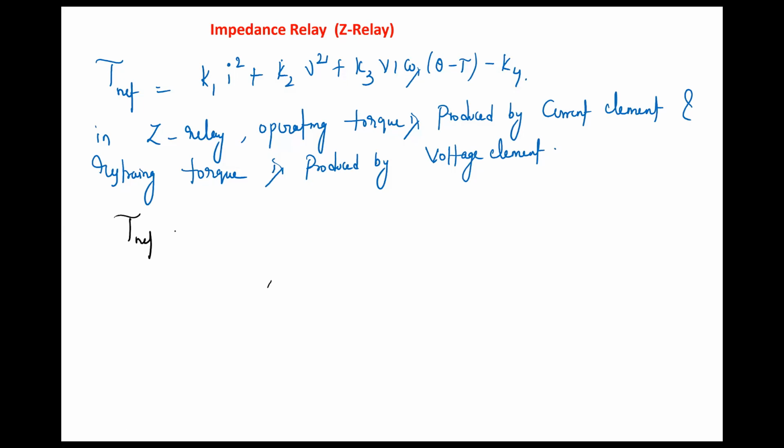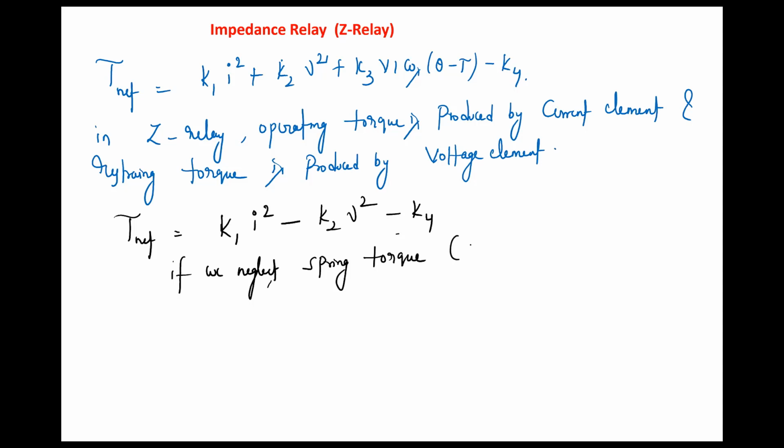So from this, the torque equation is: tau net equals the operating torque produced by the current element, that is K1 I square, and the opposing torque produced by the voltage element, K2 V square, and for the spring there is a preset value K4. If we neglect the spring torque, that is K4 becomes 0, we are not assuming that the spring is provided for restraining torque, because there is already a restraining torque from the voltage element.